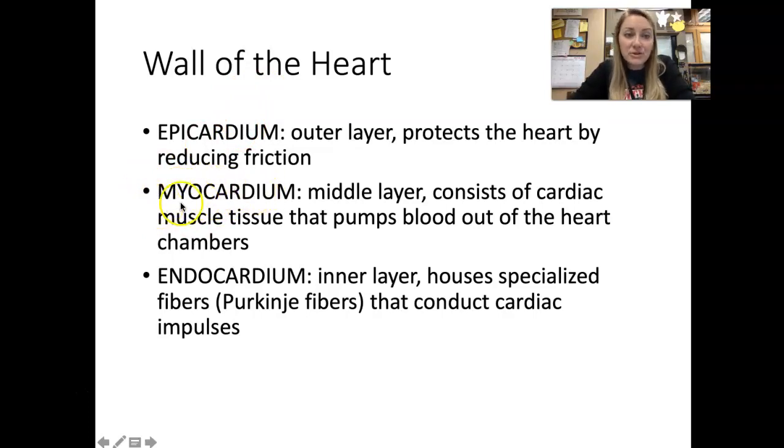Myo means muscle, so this is the actual muscular part that does all of the squeezing. And then there's a lining on the inside, and this is the stuff that all of the blood actually touches as it's being pumped from chamber to chamber, and that's called endocardium.